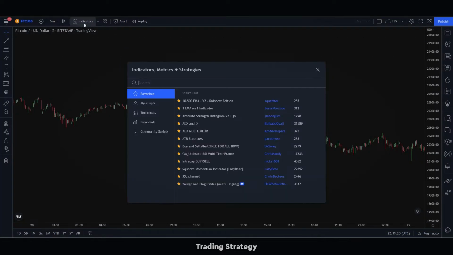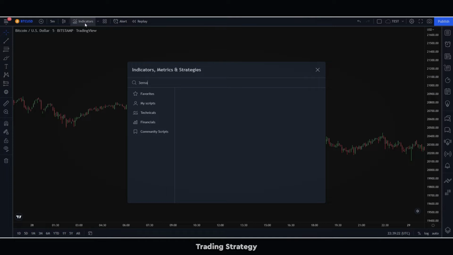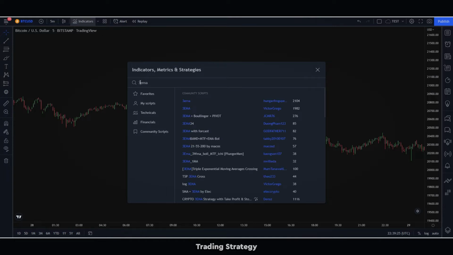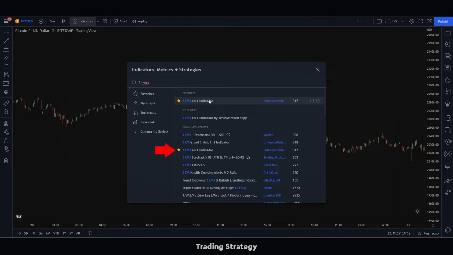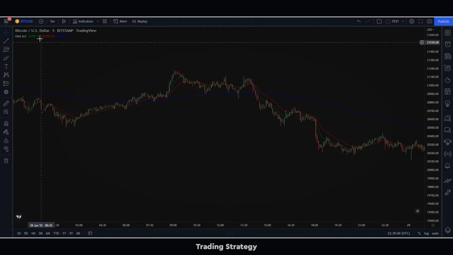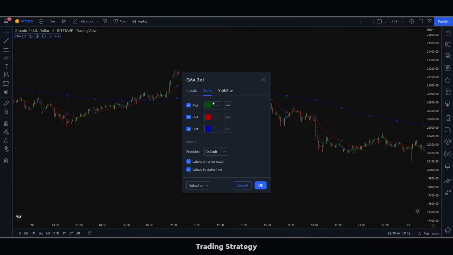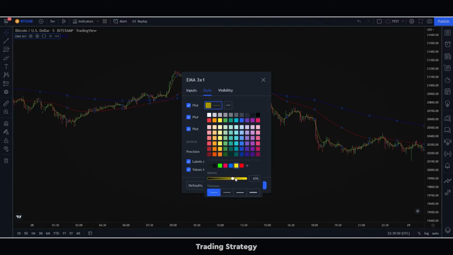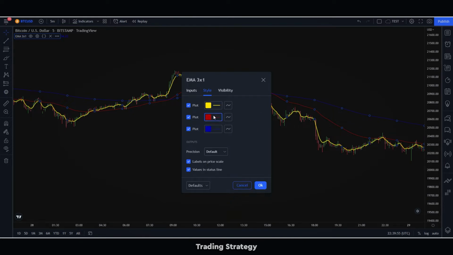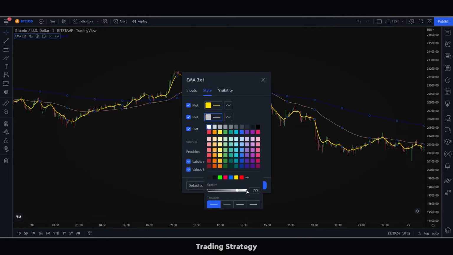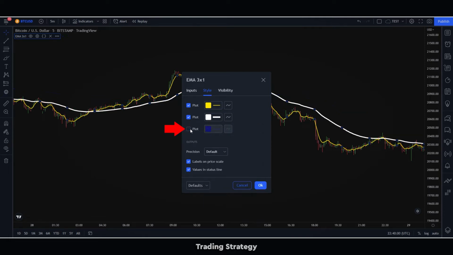The first thing we will have to do is select two exponential moving averages. In my case, I'm going to use this indicator, which brings 3 moving averages in one. Once selected, we're going to set up a 5-period moving average and a 55-period moving average. We will color the 5-period one yellow and increase its thickness. And the 55-period one we will color white and increase the thickness to the maximum. We're going to deactivate the third moving average since it will not be necessary.